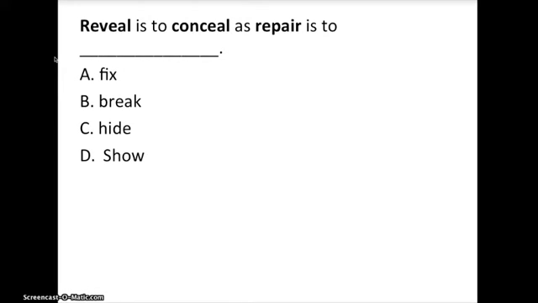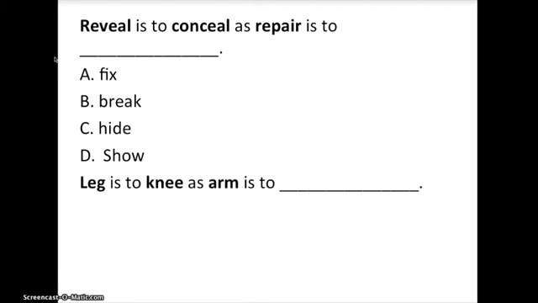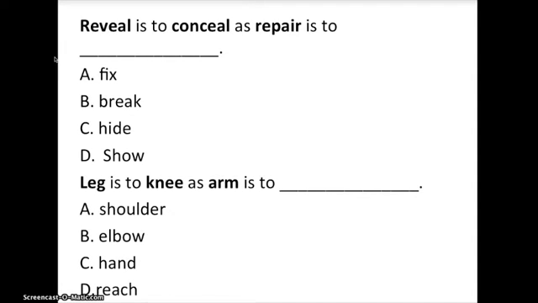And since reveal and conceal are opposites, the opposite of repair is break, so that would be the correct answer in that analogy relationship. Leg is to knee, as arm is to shoulder, to elbow, to hand, and to reach. And since the knee is a joint in the leg, elbow is a joint in the arm, and that would be has the same relationship to arm as knee has to leg.